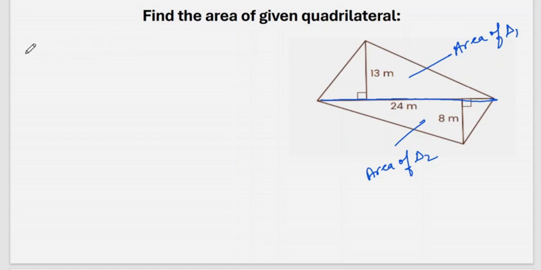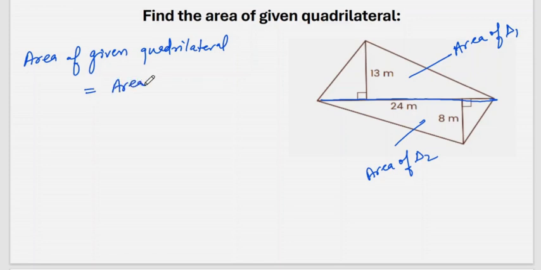So what is that? So the area of the given quadrilateral can be written as equal to area of triangle 1 plus area of triangle 2. So what is the area of triangle 1?